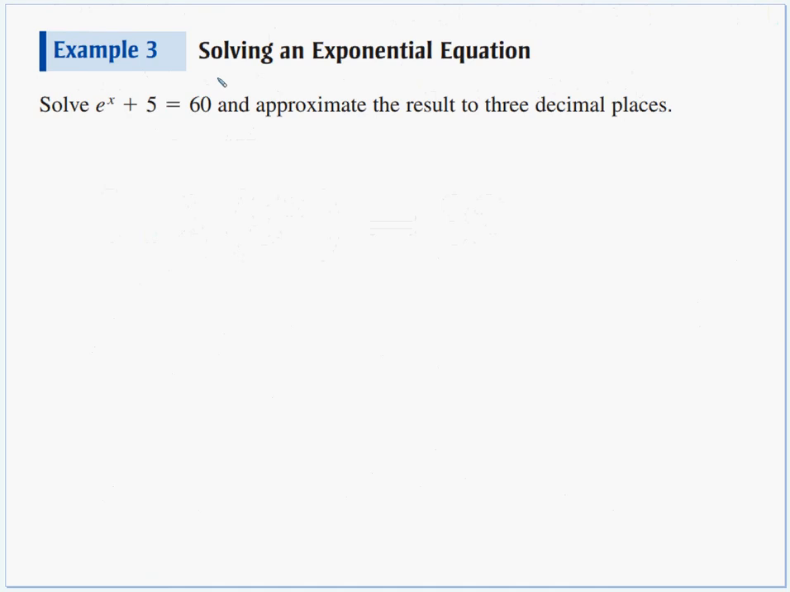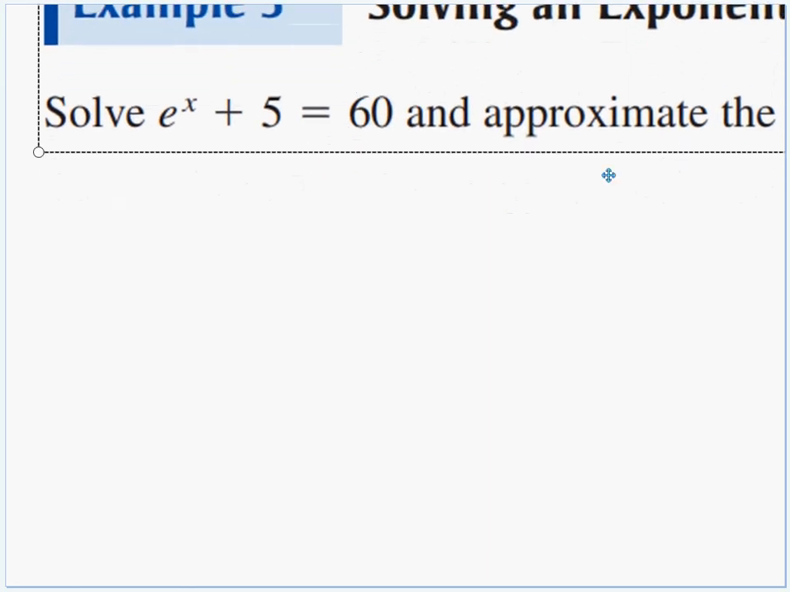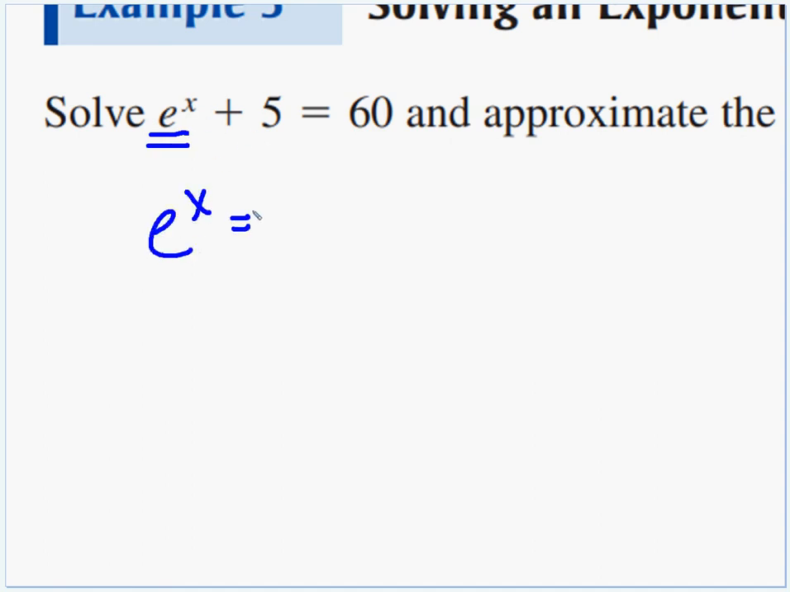Okay, we got another one. Example 3. Solving an exponential equation, solve, round to 3 decimal places. All right. So I see an e to the x. We want to get that alone. So let's get rid of its buddy plus 5. We will subtract 5 from each side. 60 minus 5 is 55. And now we've got the e to the x alone.